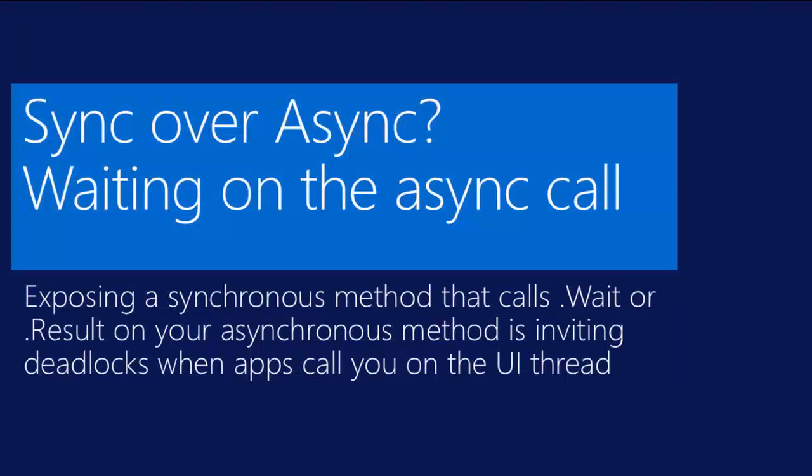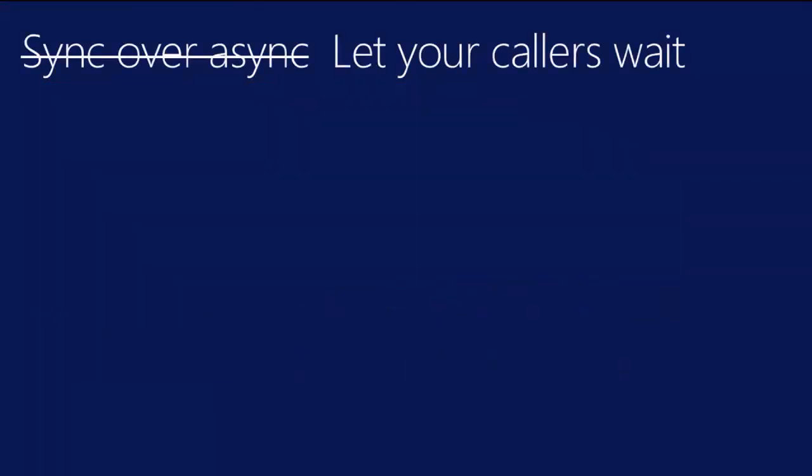And so if you expose a synchronous method that calls wait or calls result on top of some async method that you have, you're just inviting deadlocks if apps decide to call you on the UI thread, right? And even if you say it's a bad principle or a bad practice for people to do that, and they really shouldn't do that, they're going to find occasions to do that, right? And you don't want to expose an API that leads to deadlocks.